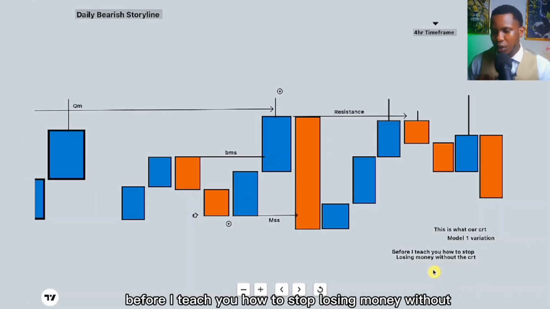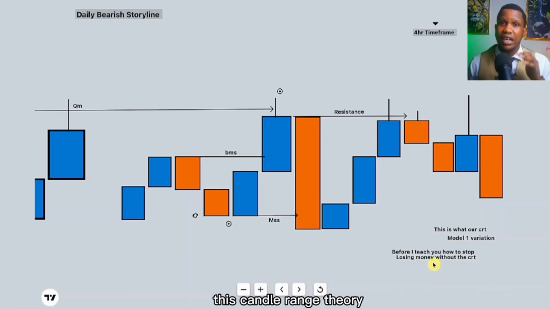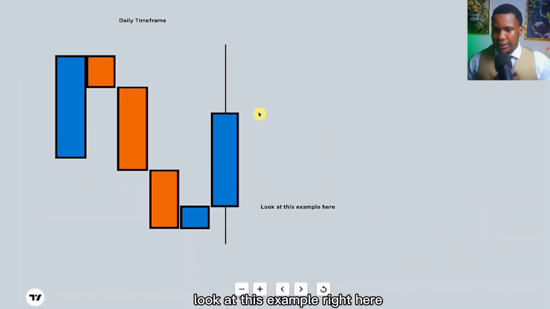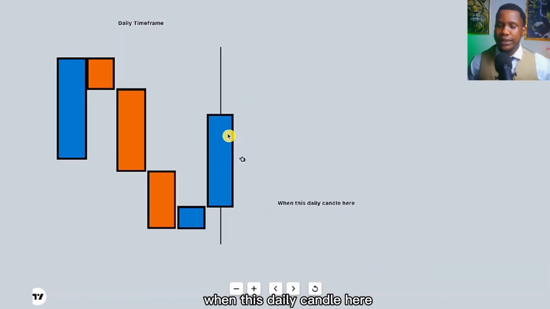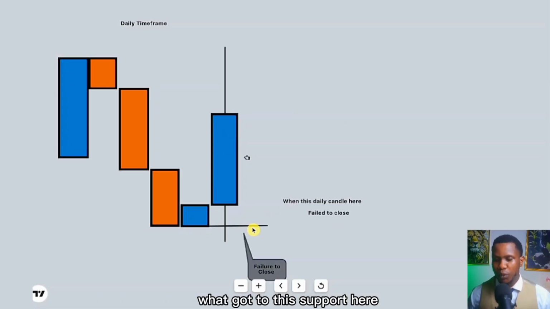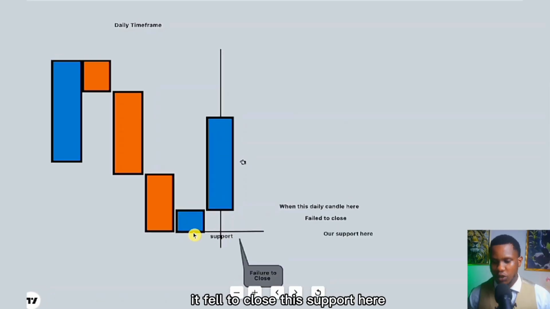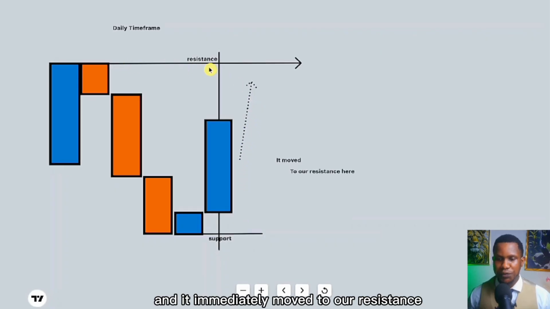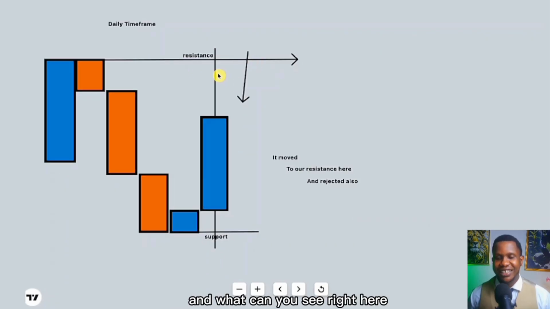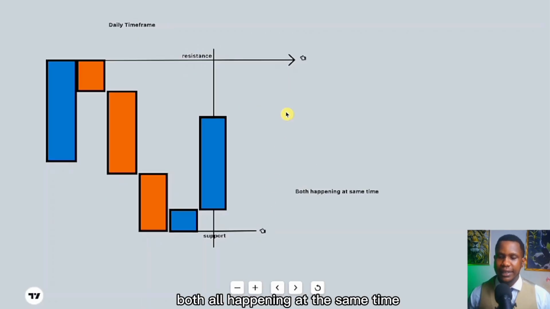Before I teach you how to stop losing money with this candle range theory, look at this example right here. What can you notice here? Comment down below. When this daily candle got to this support, it fell to close below this support and it immediately moved to our resistance. And what can you see right here? It also rejected this resistance right here, all happening at the same time.